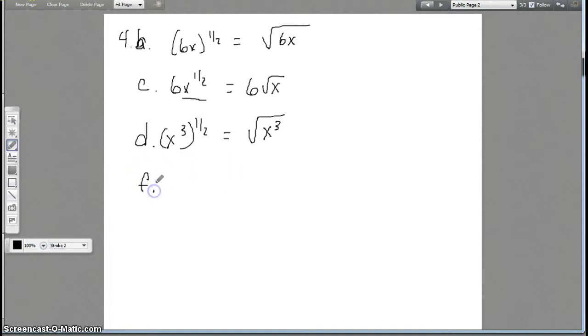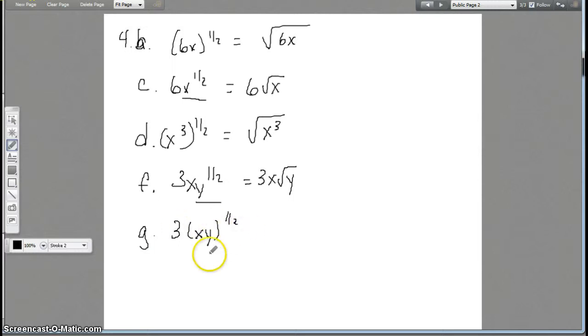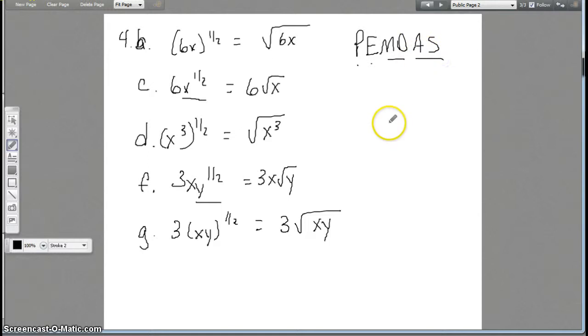Okay, let's look at part F. Part F is 3xy to the 1/2. Again, this 1/2 applies only to the y. So this is 3x times the square root of y. Exponents are stronger than multiplication, so the exponent applies only to the y. The next one is G, 3 times (xy) to the 1/2. Okay, parentheses are stronger than the exponent, so we have 3 times the square root of xy. So remember your order of operations, PEMDAS. It's parentheses, exponents, then multiplication, division, then addition, subtraction.